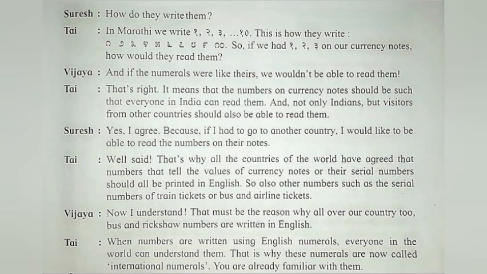Tai: In Marathi we write 1, 2, 3. If we had these numerals on our currency notes, how would they read them? Vijaya: And if the numerals were like theirs, we wouldn't be able to read them. Tai: That's right. It means that the numbers on currency notes should be such that everyone in India can read them. And not only Indians, but visitors from other countries should also be able to read them. Suresh: Yes, I agree. Because if I had to go to another country, I would like to be able to read the numbers on their notes.